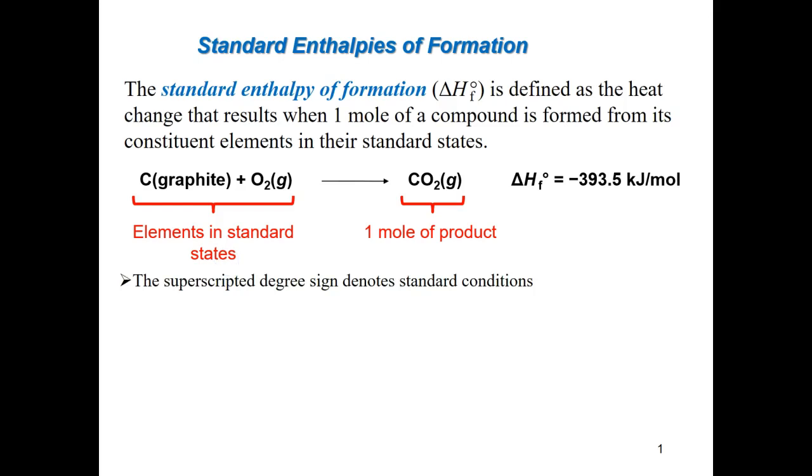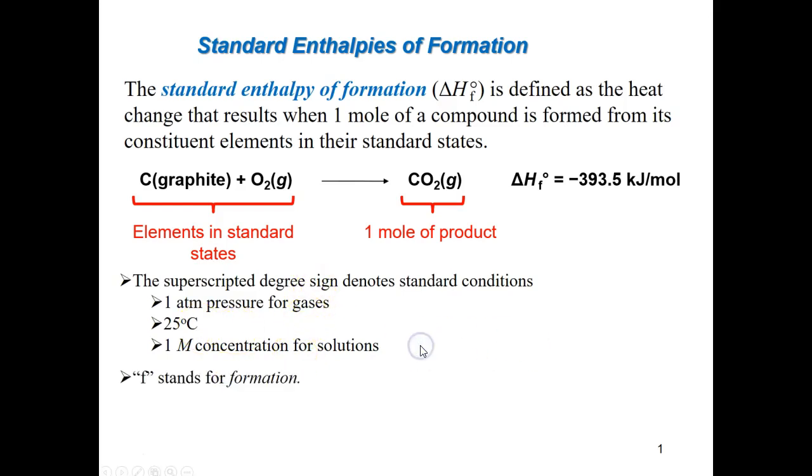The superscript degree sign denotes standard conditions. What are the standard conditions? It's going to be 1 atmosphere pressure for gases. We're doing this reaction at 25 degrees Celsius. If there happen to be solutions, the concentration of those solutions will be 1 molar. So that superscript 0 means 1 atmosphere pressure for gases at 25 degrees C, 1 molar concentration for solutions. The subscript F stands for formation. We're talking about the standard enthalpy of formation.